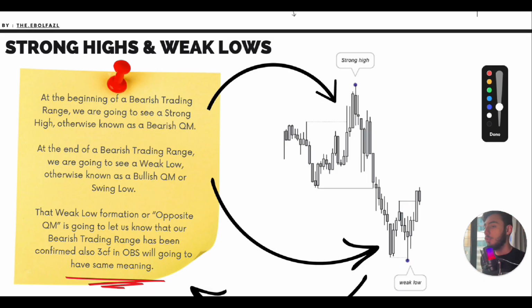So, for the weak low, you can look for the QM, the bullish QM, okay? Stop hunt to the downside, break of market structure to the upside. And we call this a weak low or a bullish QM.